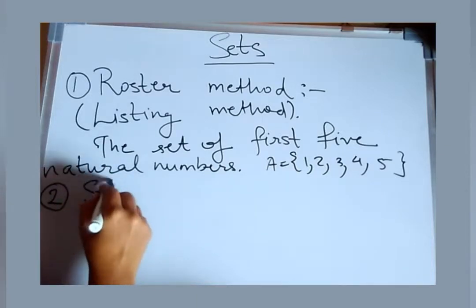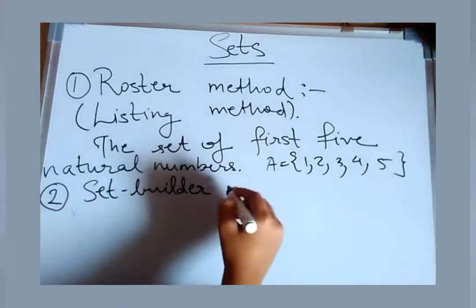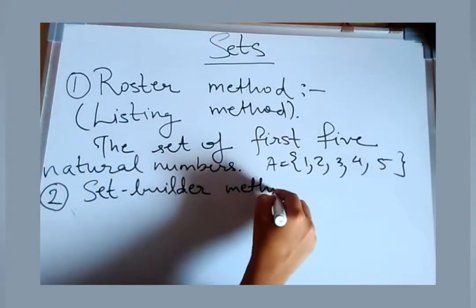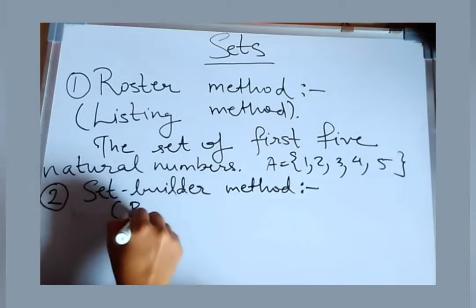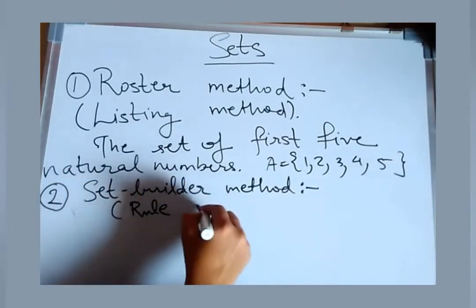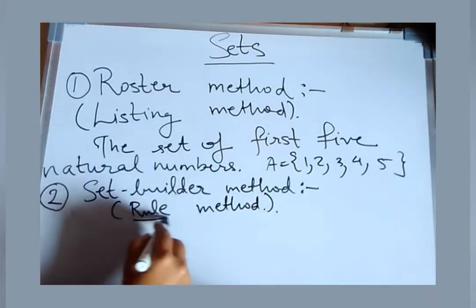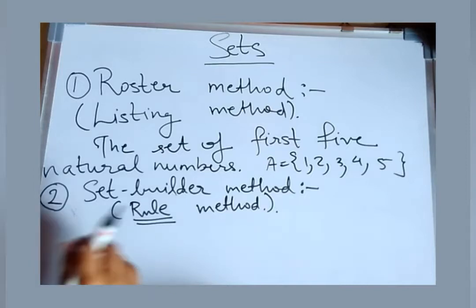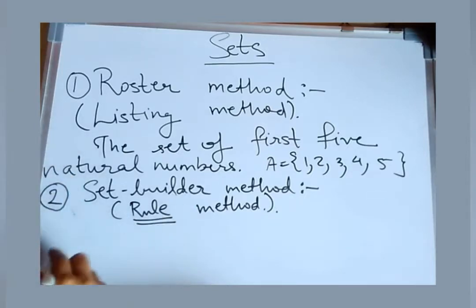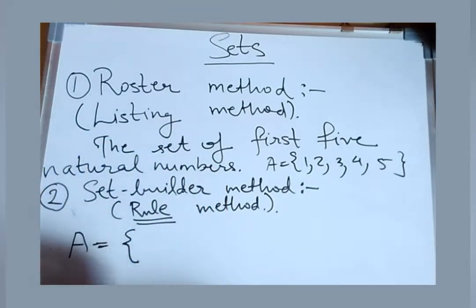Next method is the set builder method, or in other words, the rule method. Okay, rule method. So here, what do we do? We don't need to list all the elements. Here I am trying to write the same set in set builder form.